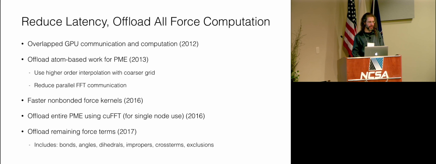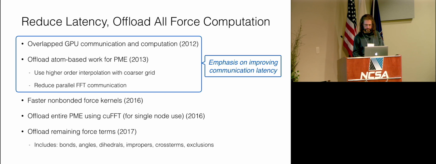And the idea here was kind of interesting. It was using higher order interpolation with a coarser grid. So it was to try and keep the accuracy the same, but to go ahead and then have GPU kernels for this interpolation step. And so by doing that, pushing more work from the CPU to the GPU. And also by having a coarser grid, you're reducing the parallel FFT communication. So the work here, the emphasis was really on improving communication latency.